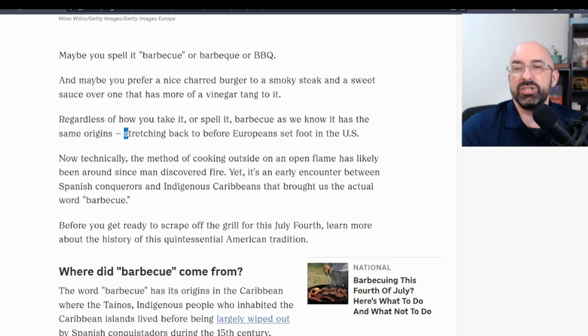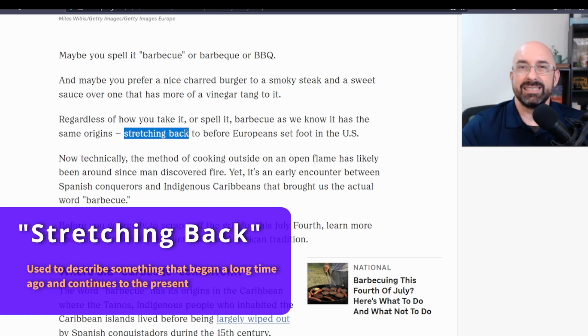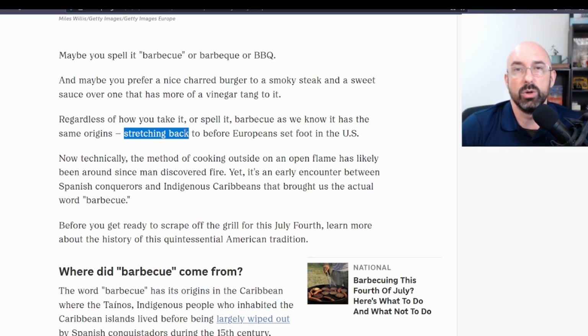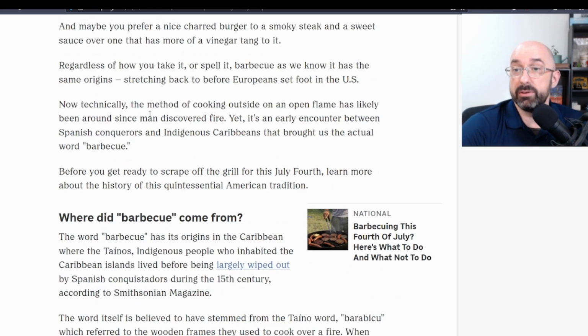So this is stretching back. We're talking about time, times that go all the way back. When we talk about a long time ago, we'll use this phrase to describe a long period of time in the past. So even before some of the Spanish, English and French came to the U.S., this was already happening, the origins of barbecue. Now, technically, the method of cooking outside on an open flame has likely been around since man discovered fire. Yet, it's an early encounter between Spanish conquerors and indigenous Caribbeans that brought us the actual word barbecue.